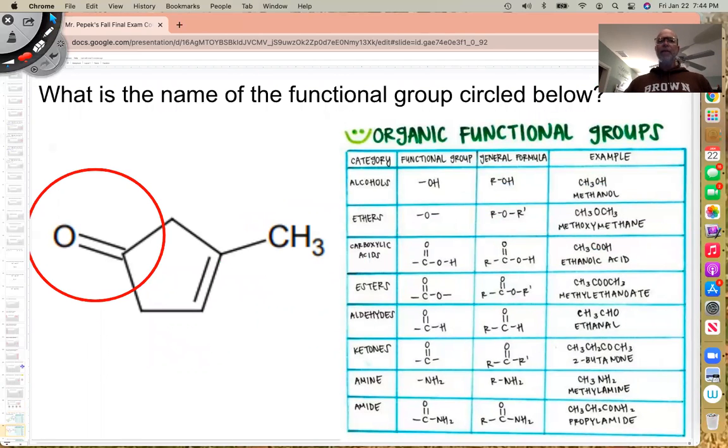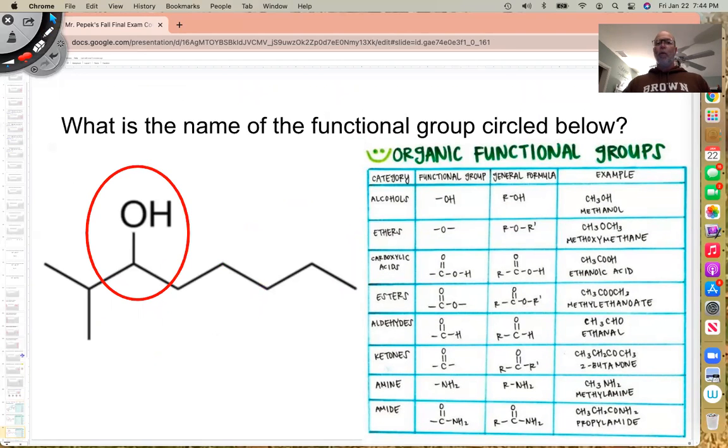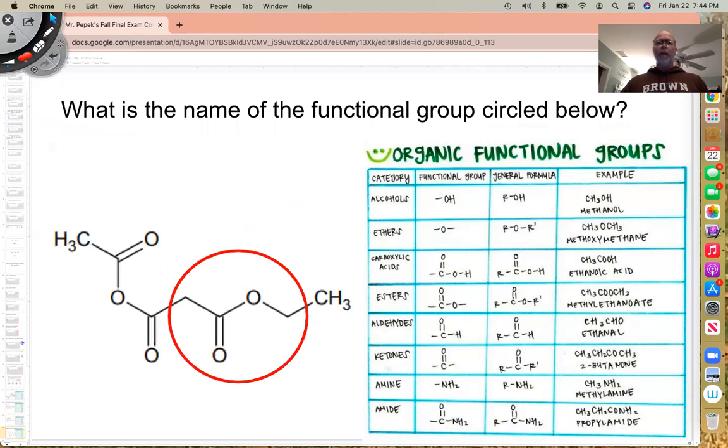What is the name of the functional group circled below? What is the name of the functional group circled here in red? And what is the name of this functional group, ladies and gentlemen?